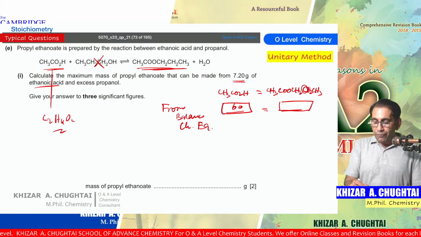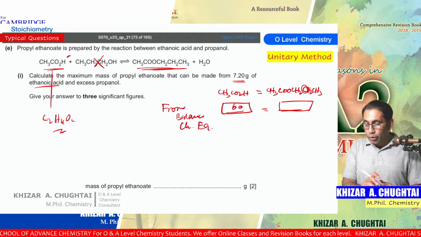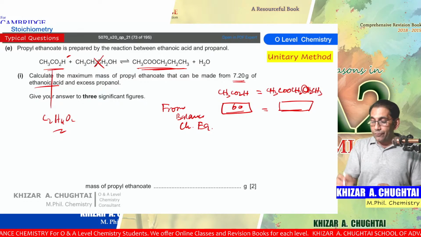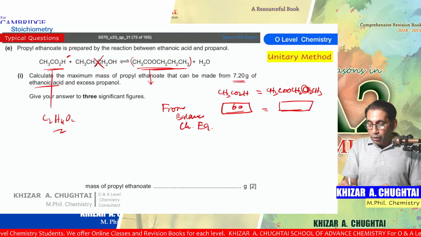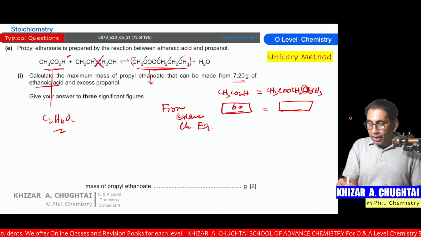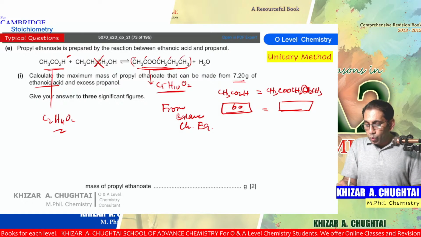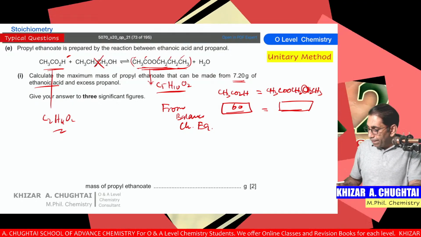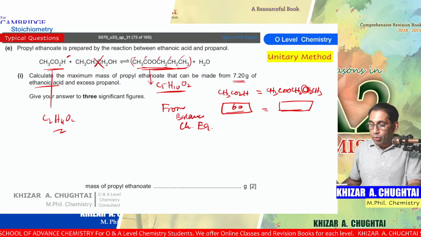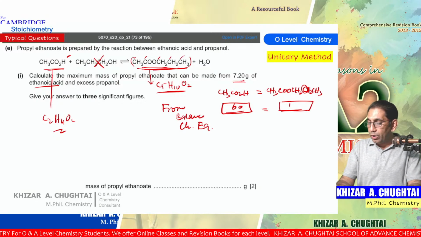So when 60 gram of ethanoic acid is going to react, what is the answer of this propyl ethanoate? Once again, I am going to find its simple molecular formula. 1, 2, 3, 4, 5, C5 are over here. 3 plus 2, 5, 5 plus 5, 10, H10 and O2. So I am going to find its MR according to the balanced chemical equation. 5 into 12 plus 10 for hydrogen plus 32 for oxygen, and its mass is equal to 102.